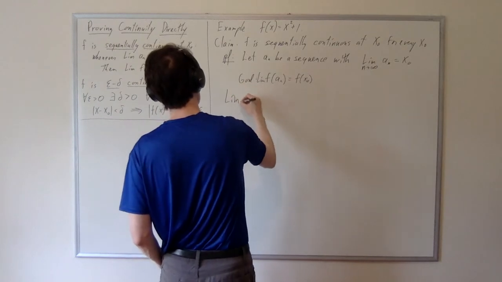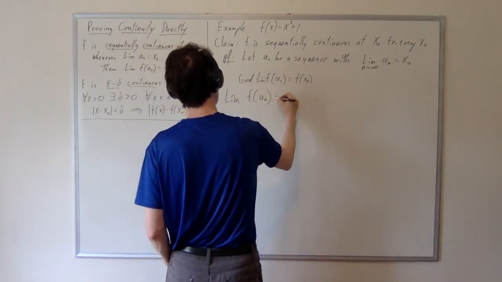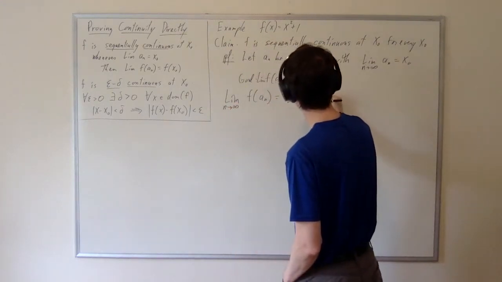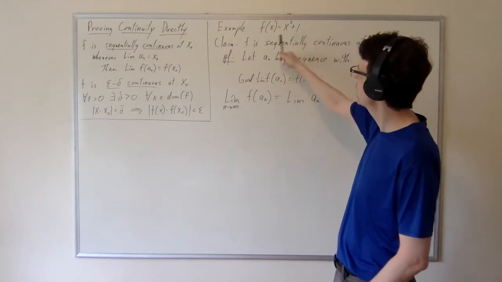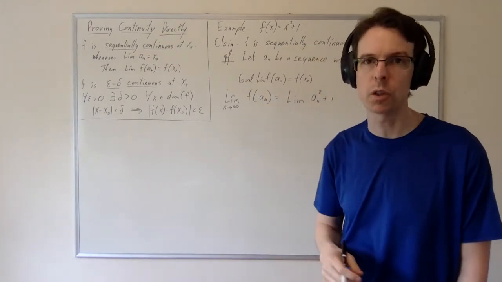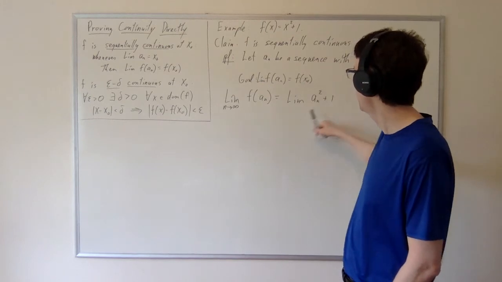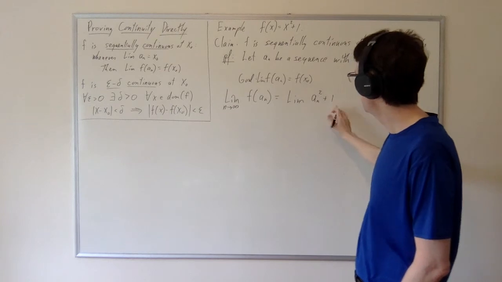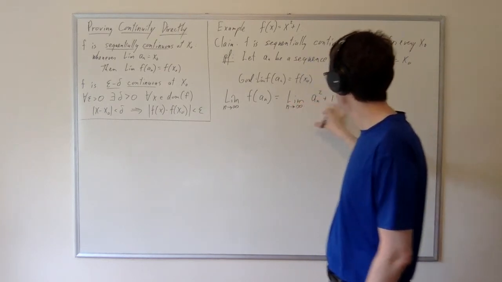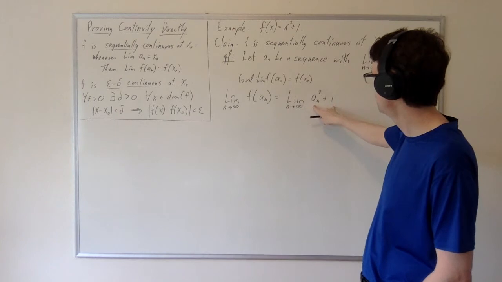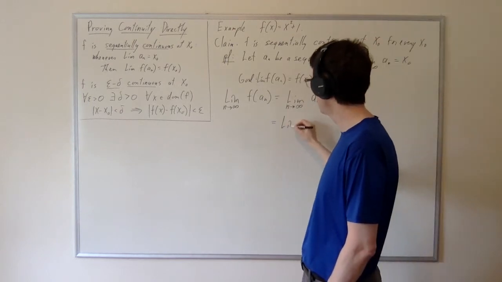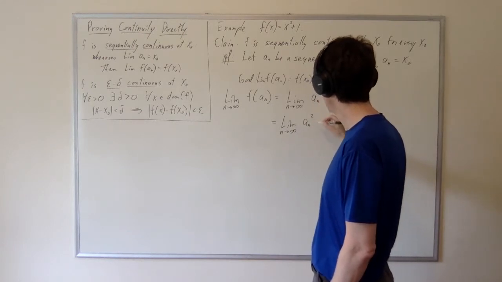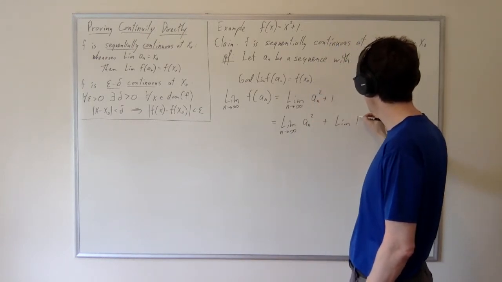So the limit of f of an is the limit of an quantity squared plus 1. Here what I'm doing is just applying the formula that we have for the function f to the term an. Plug in an for x in this formula, and we get an squared plus 1. Now, can we do anything with this limit? Well, absolutely, because this is a limit of a sum. And so we have a sum law for limits of sequences, and we can apply it here. This is the limit of an squared plus the limit of 1, where we think of 1 as a constant sequence.